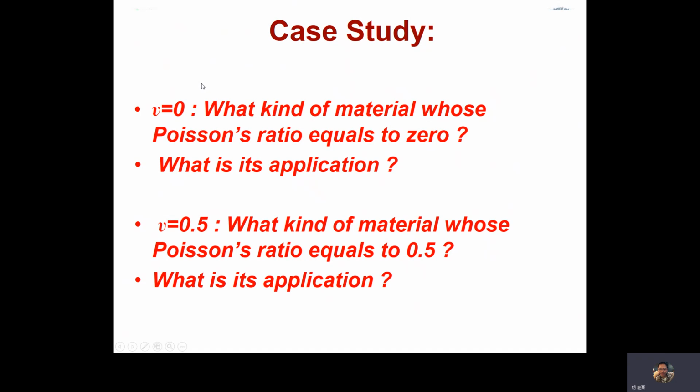So, questions. What kind of materials have a Poisson ratio equal to 0, and what is the application? And what kind of materials have a Poisson ratio equal to 0.5, and what are the applications? You can think of these questions.